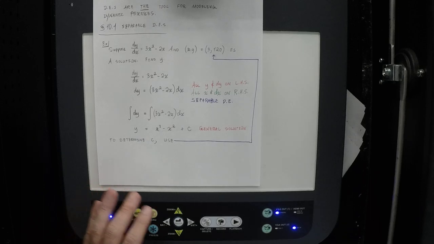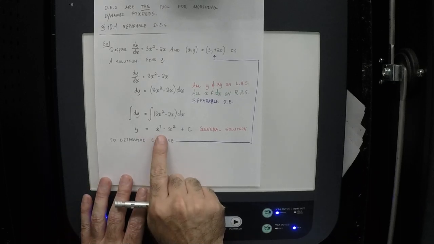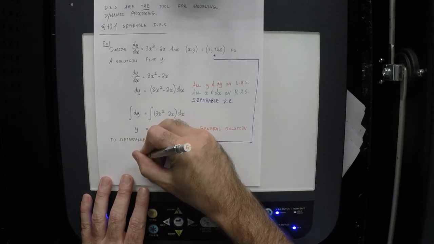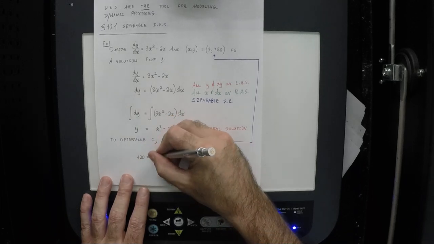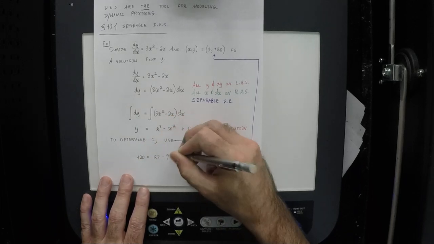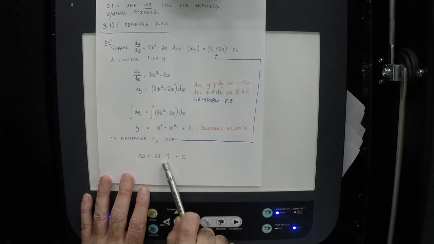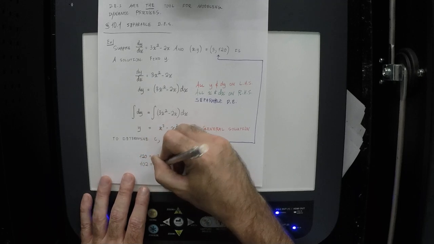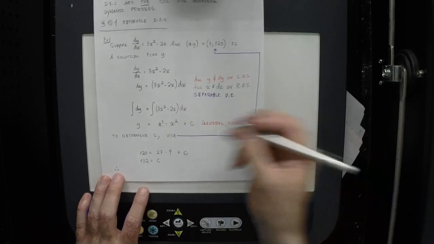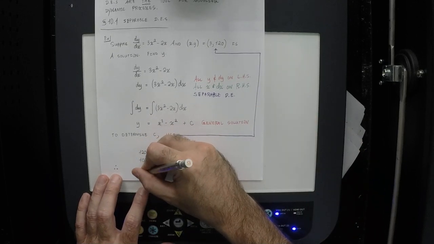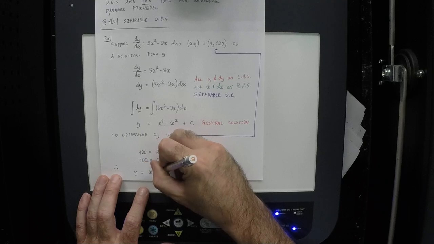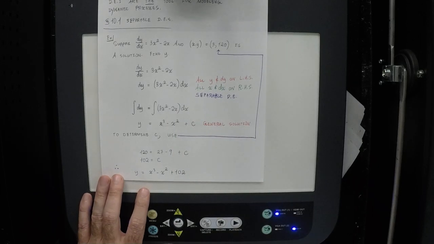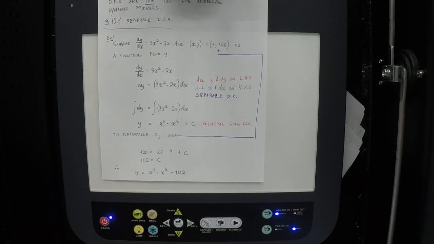That when you substitute into this equation, x is 3 and y is 120, it should be true. So that's 27 minus 9 plus c. So that's 18. Move it to the other side. 102 is c. So y equal to x cubed minus x squared plus 102 is the solution. Any question about this?